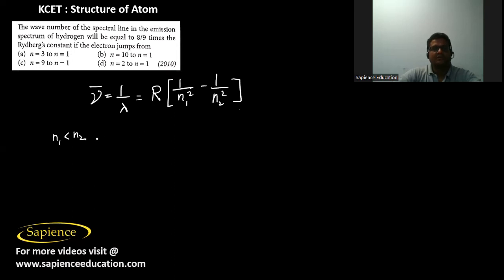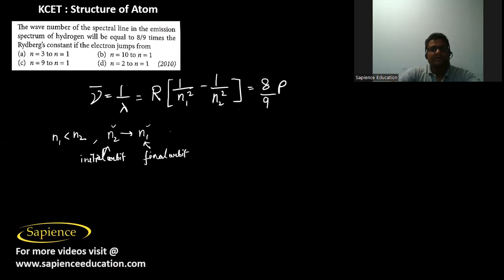So it is going from n2 to n1. It means n2 is the initial orbit or the initial shell number, and n1 is the final shell number or the final orbit where the electron jumps to. So the electron jumps from n2 to n1, from a higher orbit to a lower orbit. Now it is told that this should be equal to 8 by 9 times the Rydberg constant.